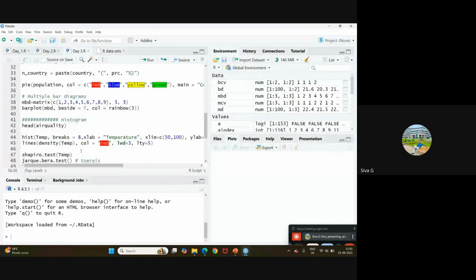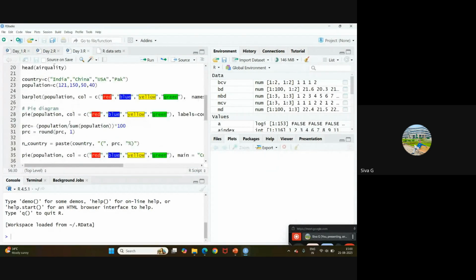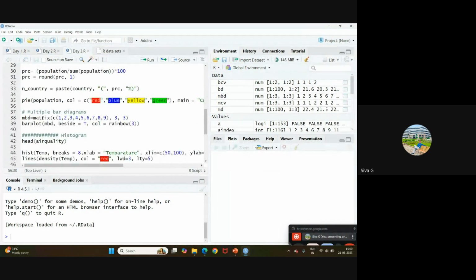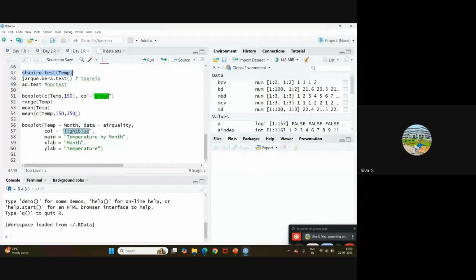Yeah. So in the last session, we discussed the diagrams, right? Bar diagrams, pie charts, multiple bar diagrams, histogram, box plot, and a small testing of normality, the Shapiro test. Yesterday we stopped here, right? Box plot. So these are the diagrams we discussed yesterday.